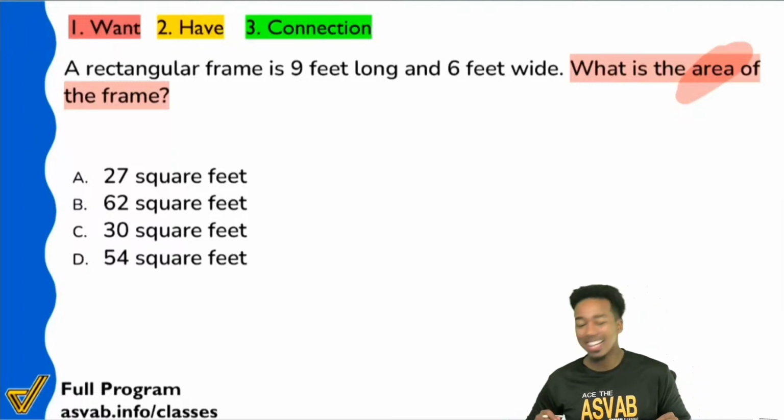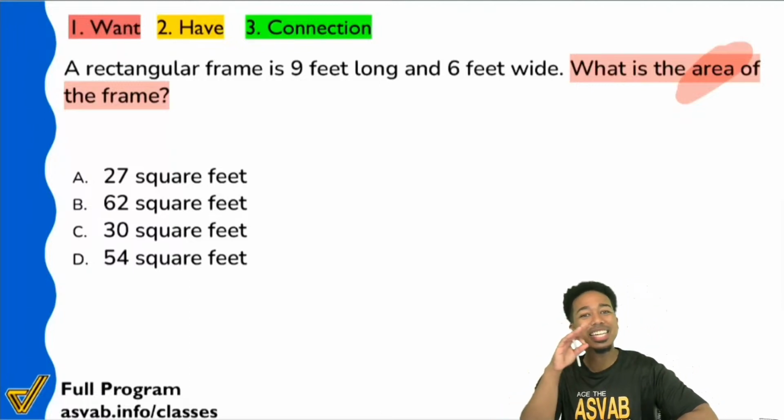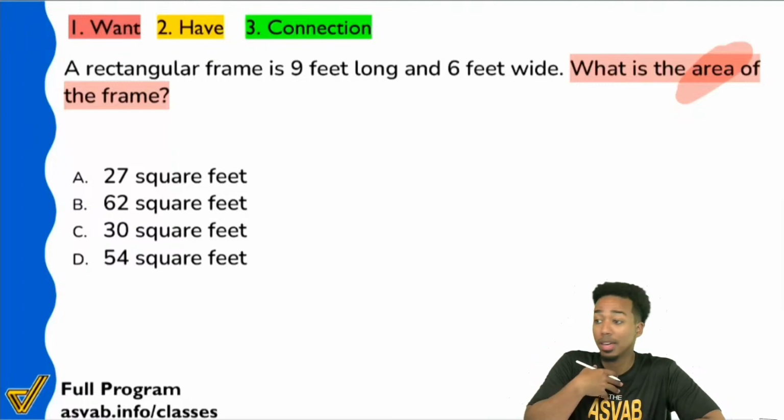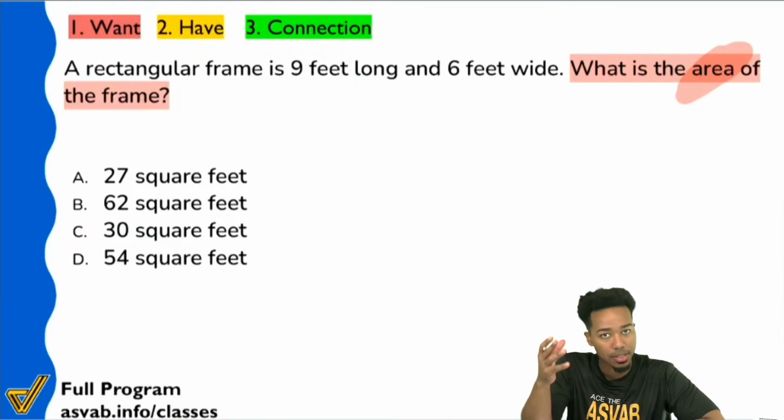So the instant that I see I'm looking for the area of something, I've got to ask myself, what shape are we dealing with? Because now that I know what shape we're dealing with, I can write the formula down, see what information I need, and get it done.